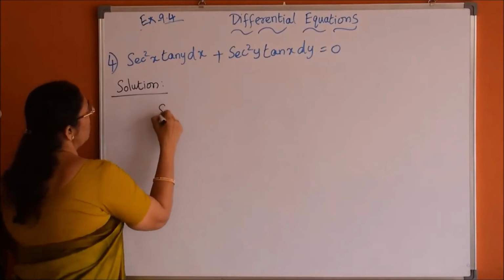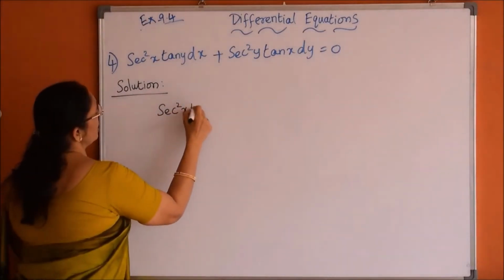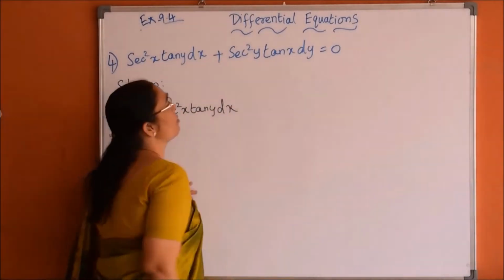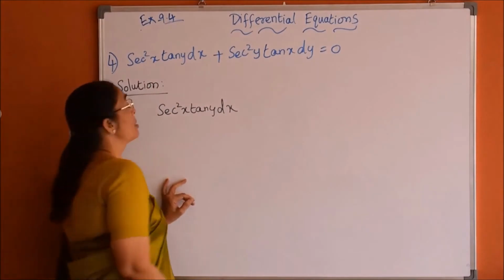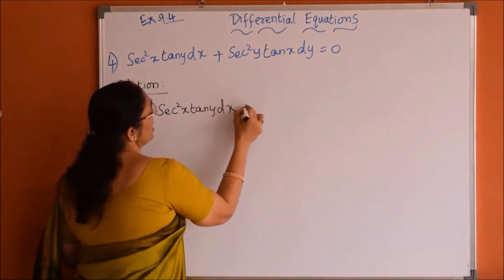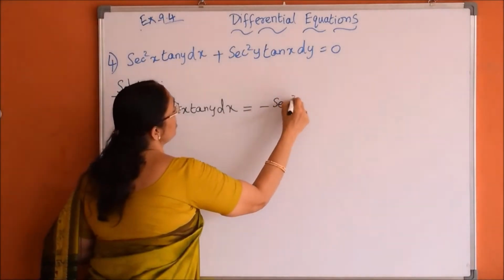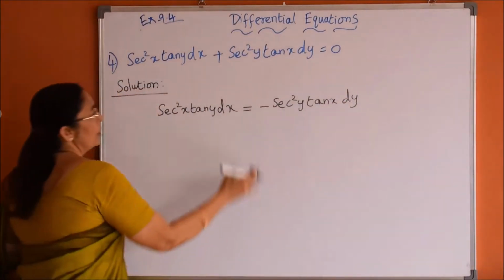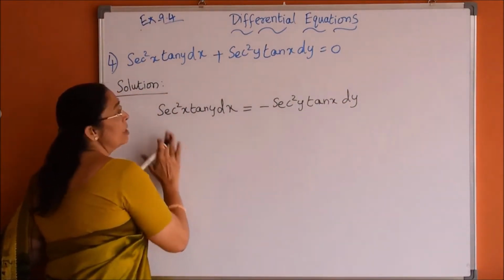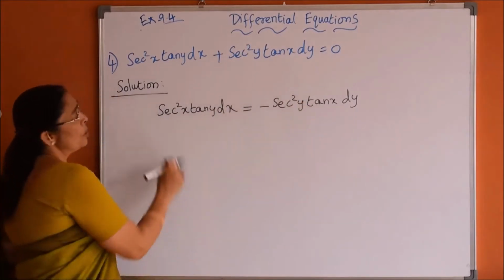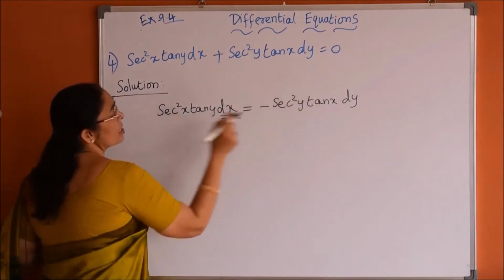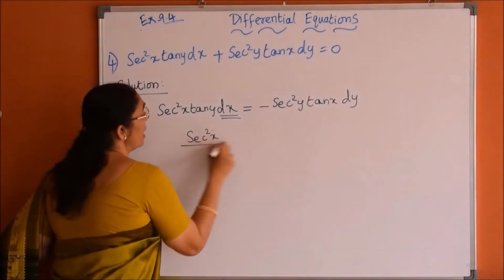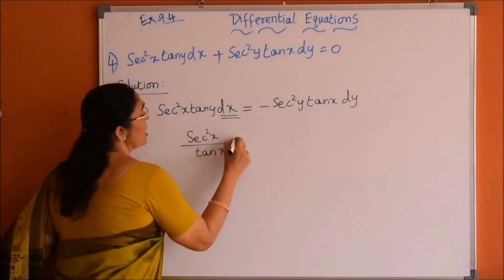Secant square x tan y dx plus secant square y tan x dy is equal to 0. Let us separate the variables. So secant square x tan y dx is equal to minus secant square y tan x dy. Now let us take all the x variables this side and y terms that side. So here dx is there, secant square x, and let me bring tan x here. So we will get secant square x divided by tan x dx.